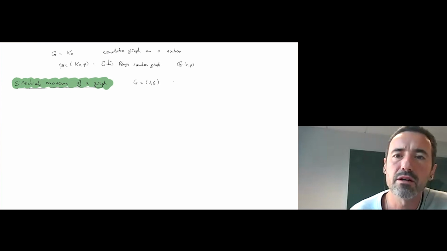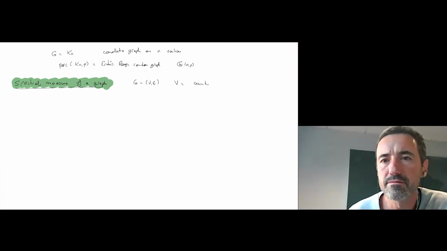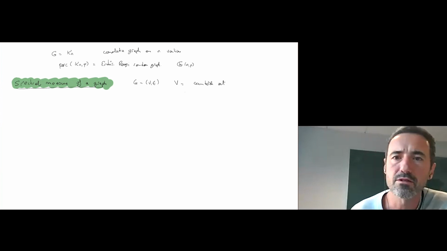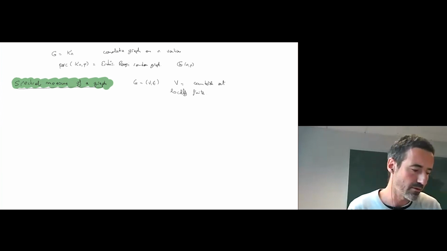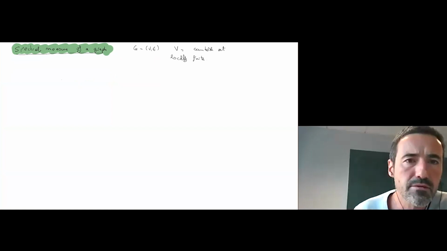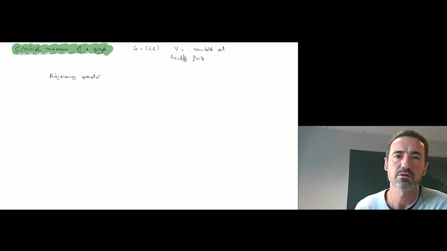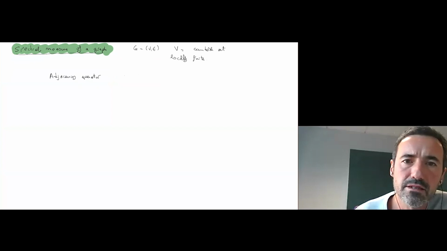You take a graph. V is a countable set. Okay, and the graph is locally finite, so all vertices have finite degrees. And then you can define the adjacency operator, which is maybe the most natural local operator that you can attach to a graph. Okay, so what is it?